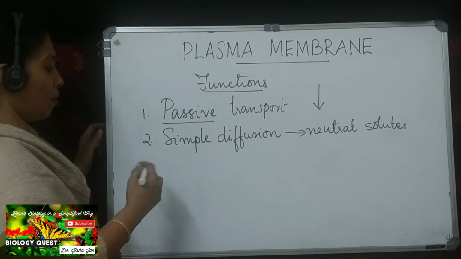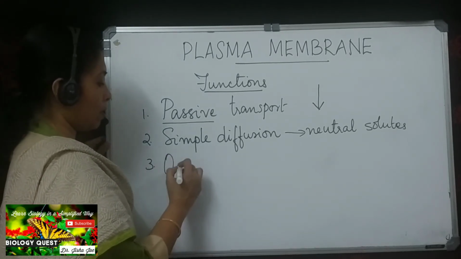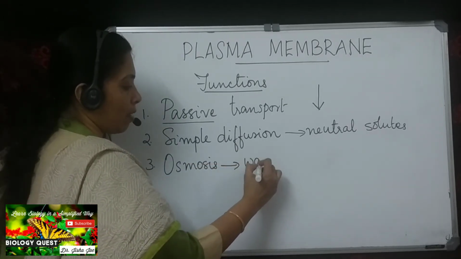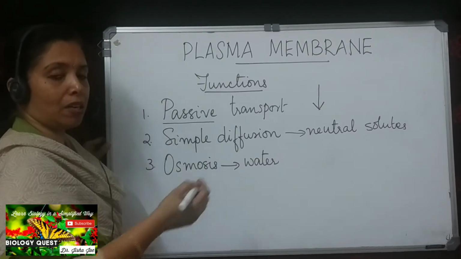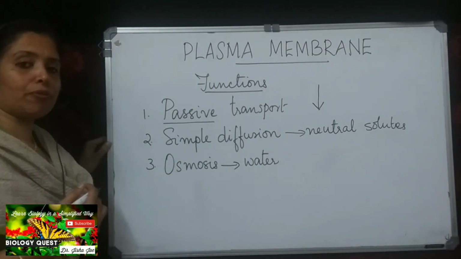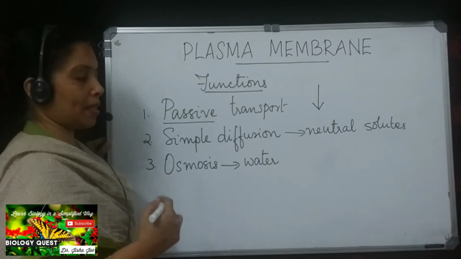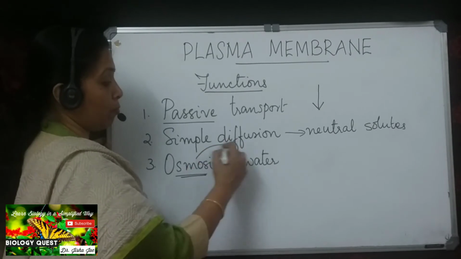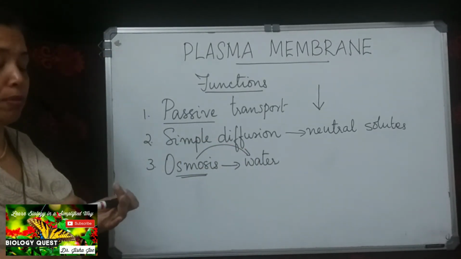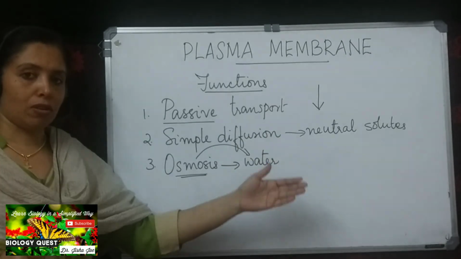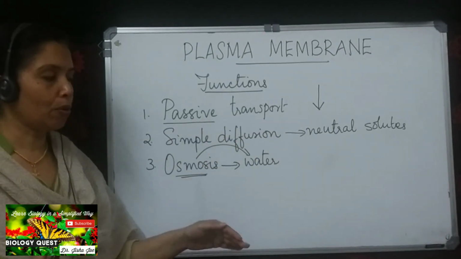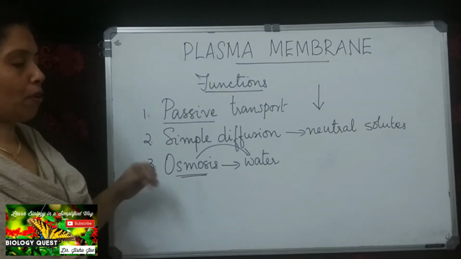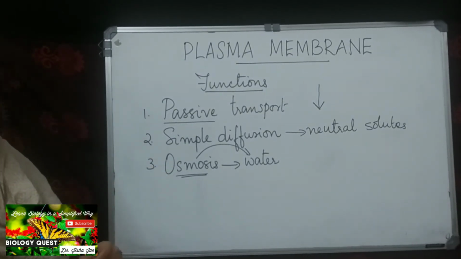The next type of movement is osmosis. Osmosis is the movement of water molecules from a region of their higher concentration to a region of their lower concentration through the plasma membrane. So osmosis is the movement of water molecules. That is the third type of transport occurring through the plasma membrane.